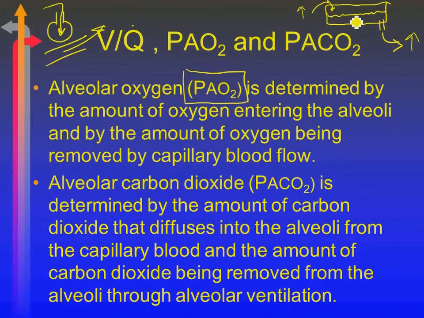So the alveolar oxygen is determined by the amount of oxygen entering the alveoli and by the amount of oxygen being removed by capillary blood flow. That's what I just said in English. Well, the carbon dioxide is exactly the same thing. How much carbon dioxide I have in my alveolus is determined by the amount of carbon dioxide that moves from the bloodstream into the alveolus. How much am I filling that tub? And by the alveolar ventilation, as far as how much I'm removing from that tub.